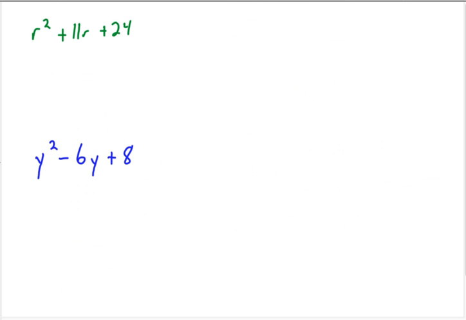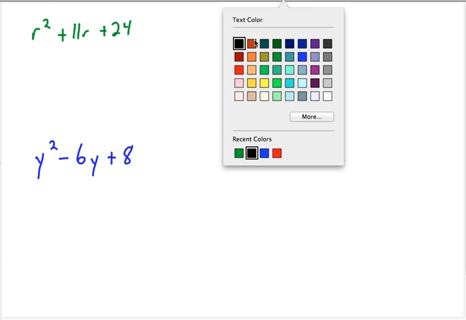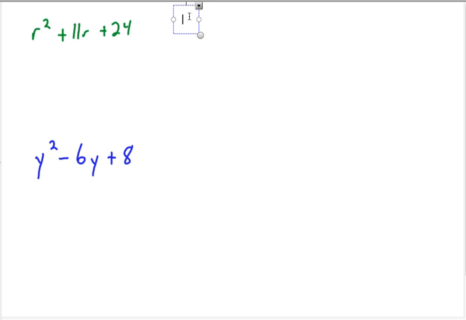So let's see how we can do that for these problems here. We want factors of C that add to B. Let me type that out. All right, so we want factors of C that add to B. Now in order to figure that out, we have to know what B and C are. So in this case, remember A is 1 in all these examples, B equals 11 and C equals 24. Okay, so factors of 24 that add to 11.